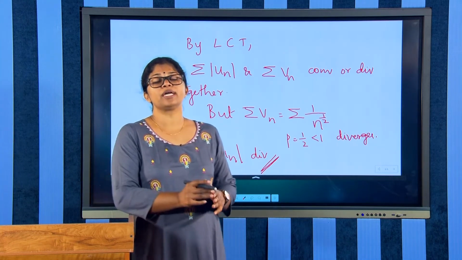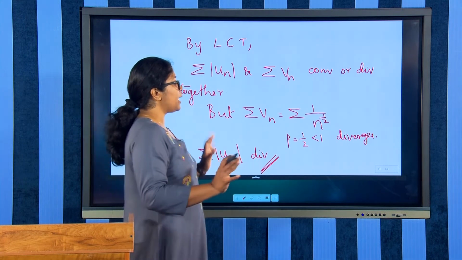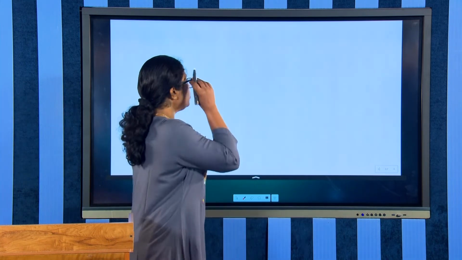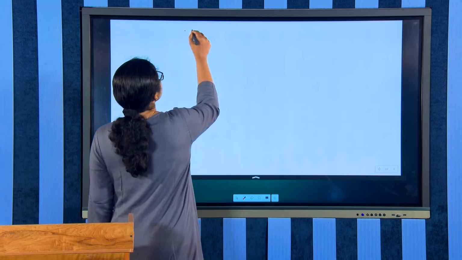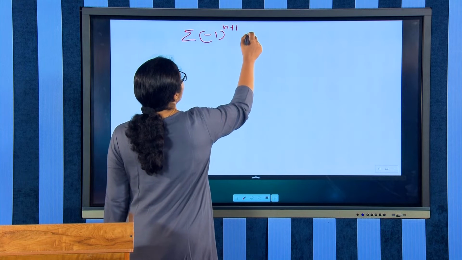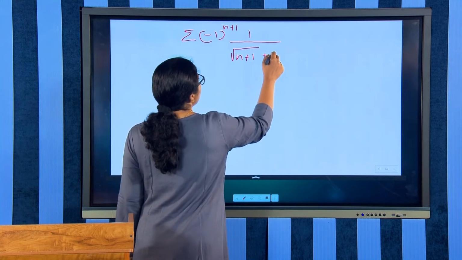So, the absolute convergence is not here. The series given is not absolutely convergent. So, once the series has failed to be absolutely convergent, we need to check the convergence of the series using Leibniz test. So, we are given summation minus 1 power n plus 1, 1 upon root of n plus 1 plus root n.